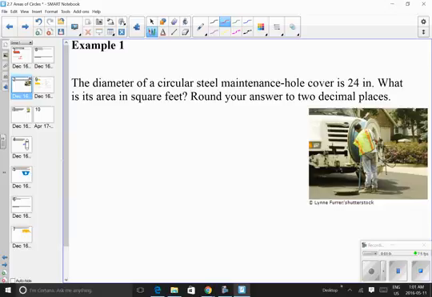First thing, the diameter of a circular steel maintenance hole cover is 24 inches. What is its area in square feet? Alright, so first thing, what you've got to do is convert this into feet. So I've got 24 inches, and there's 12 inches in a foot, so that'll give me 2 feet. Alrighty, that's what my diameter is.